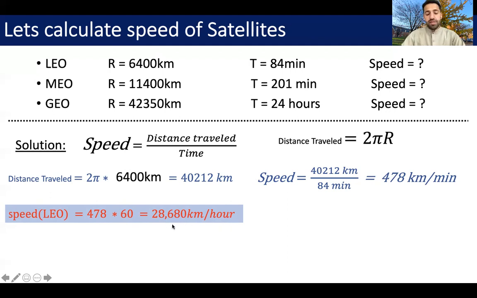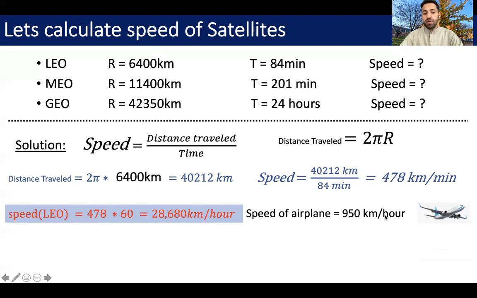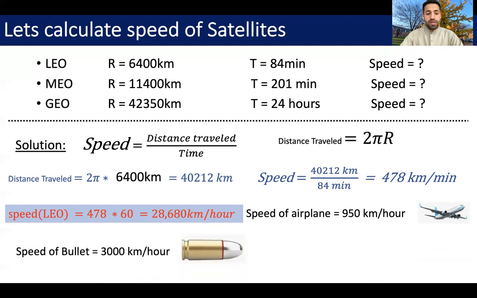If we compare this speed with the speed of commercial airplanes, we know that commercial airplanes have a speed of 950 kilometers per hour. So it means that our satellite will be 30 times faster than a commercial airplane, which is very fast. And if we compare this speed with the speed of a bullet, which is approximately 3,000 kilometers per hour, the satellite will be traveling 9 times faster than the speed of a bullet.